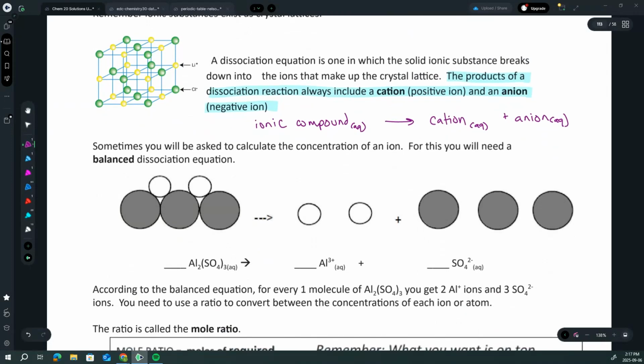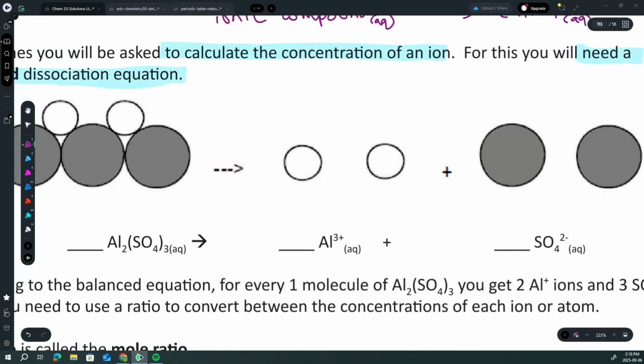Okay, so sometimes you're going to be asked to calculate the concentration of an ion, and for this you're going to need a balanced dissociation equation. So to calculate the concentration of an ion, you need a balanced dissociation equation. We're given the start to a dissociation equation. Here we have our ionic compound, and it produces our cation and our anion. This is a skeleton chemical equation, which means it's not balanced just yet, so we need to go in and balance it.